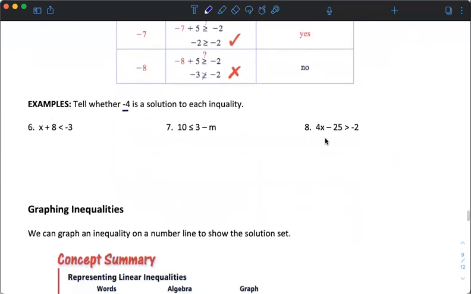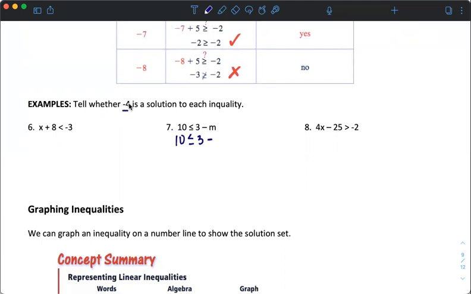So we'll just do a couple of these. We're going to tell whether negative 4 is a solution to the inequality. So we plug it in. We'll just do the second one. Be careful that it's 3 minus m.